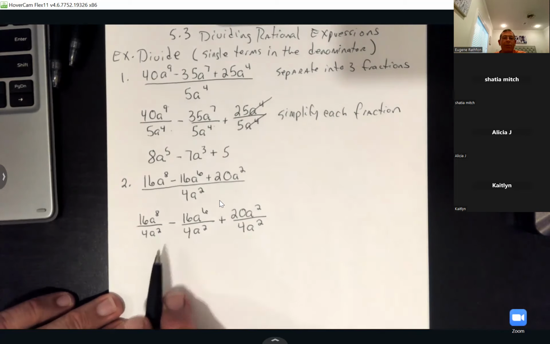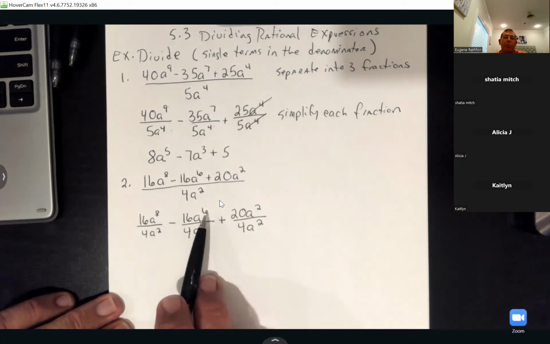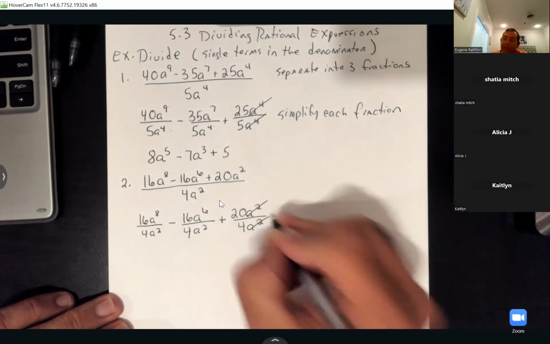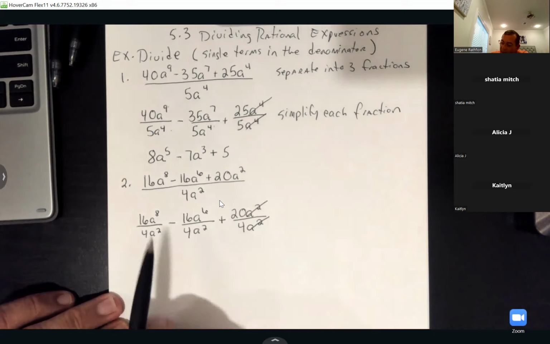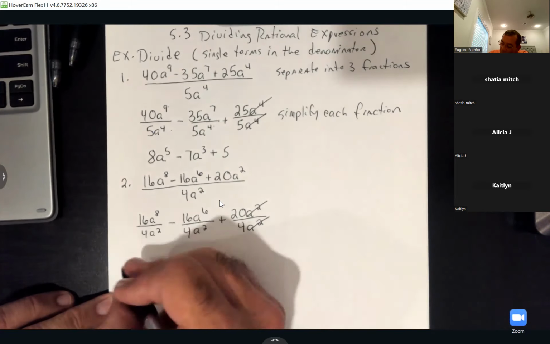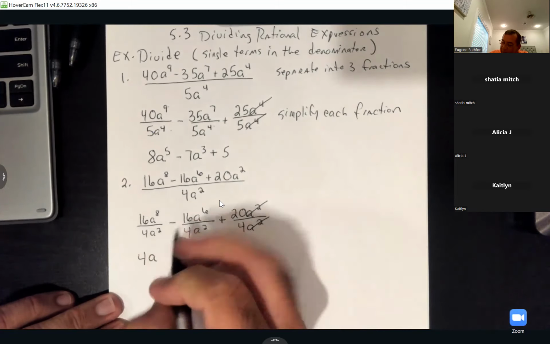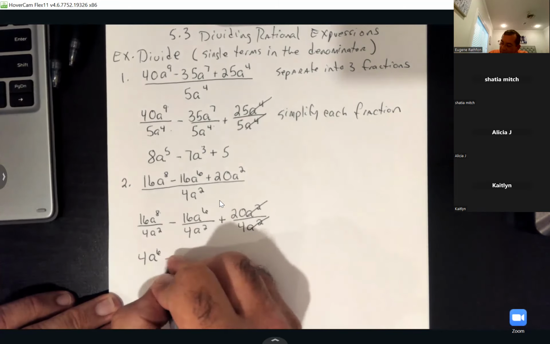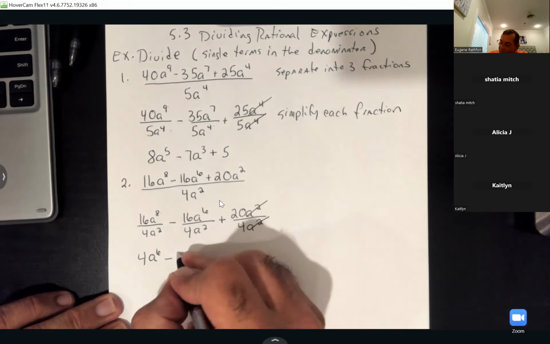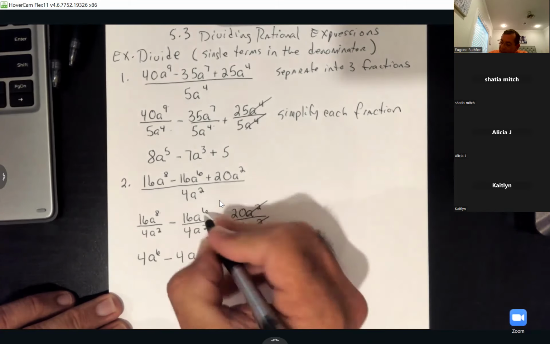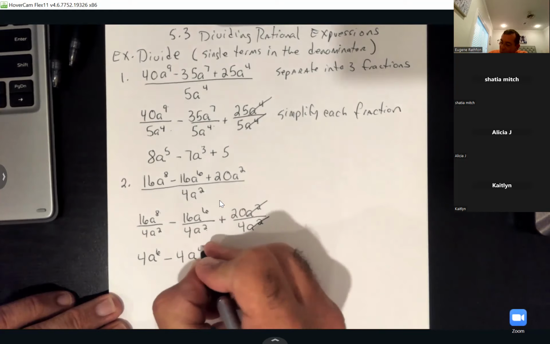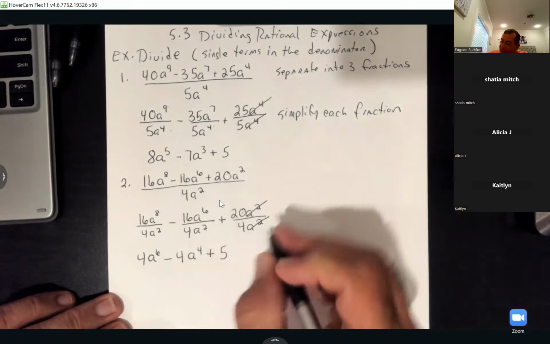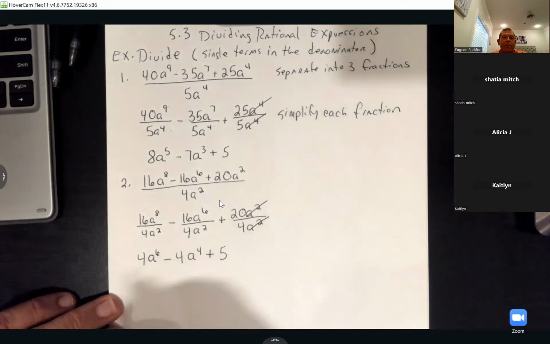All right, so now we're just going to divide, and then on the variables, we're going to subtract exponents. Although at the end, we know that the a squared is going to cancel out. So let's see what we get. 16 divided by 4 is 4a. 8 minus 2 gives me a 6. Minus 16 divided by 4 is 4. 6 minus 2 leaves me 4. And then at the end, 20 divided by 4 is 5. And remember, those a squareds canceled out.